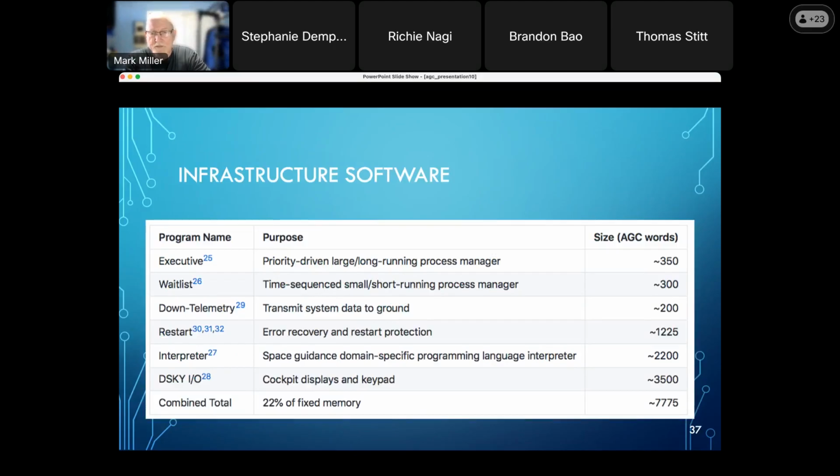So there was a lot of infrastructure produced early on. I've mentioned earlier the executive and the wait list. They needed something to send telemetry down to the ground so that all the ground controllers could see what all the different values were, for example, how much fuel was in the tanks. The restart capability, all these different features of the computer took up some number of words in fixed memory. So by the middle of the 1960s, most of this infrastructure software was taking about 22% of fixed memory on the machine.